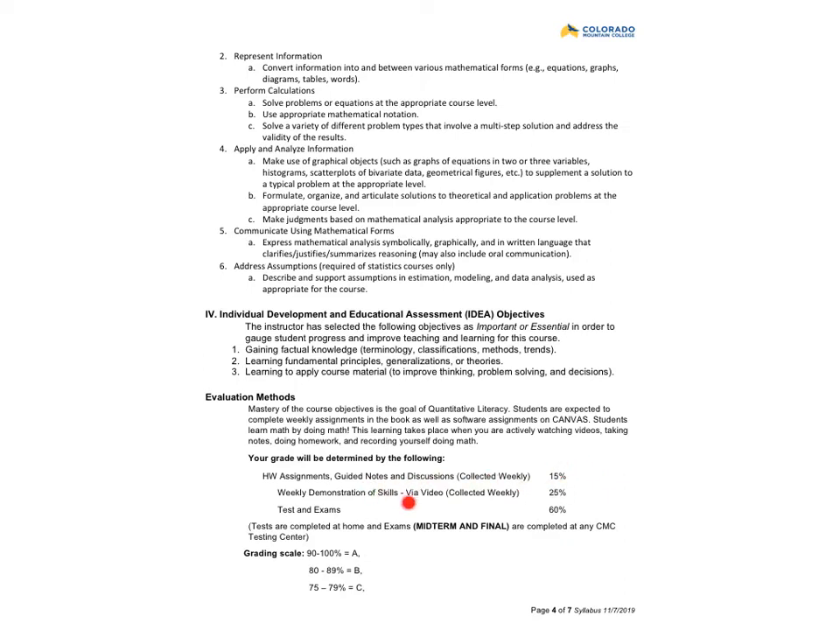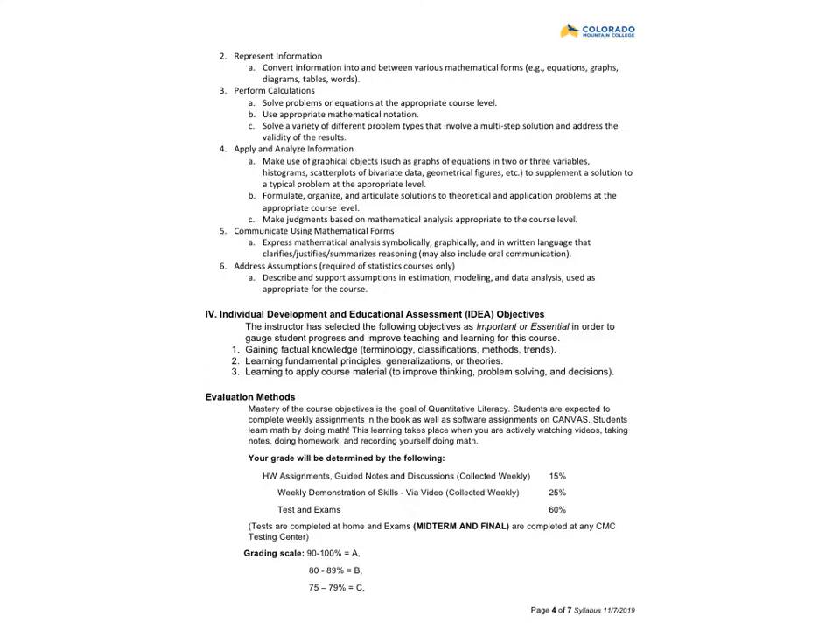But I'm more interested in you demonstrating via video and then on your tests and exams that you know what you're doing, okay? So then your grading scale, 90 to 100% is an A, 80 to 89% is a B, a 75 to 79% is a C. This is really important because you must get a 75% or better to pass the class, okay?